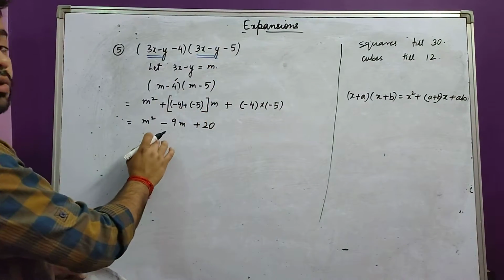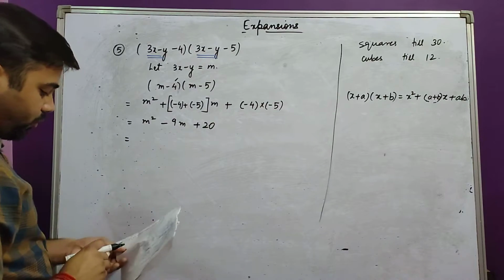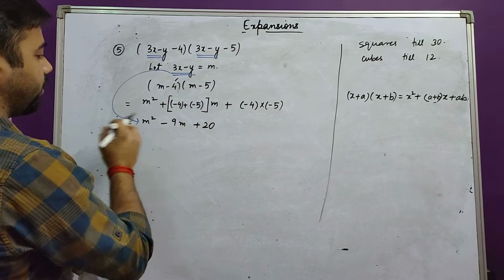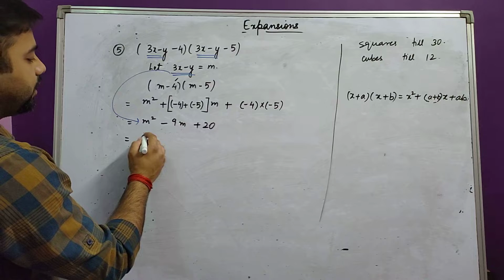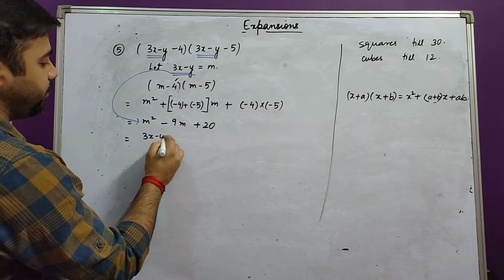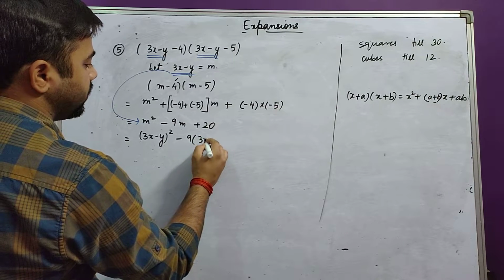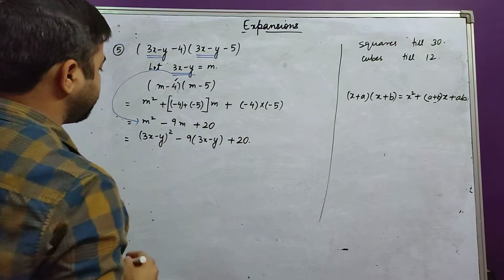Now we have to substitute the value of m over here. Just substitute the value of m. What the value of m was, 3x minus y, we are going to substitute it over here in place of m. That is 3x minus y whole square minus 9 within the bracket 3x minus y plus 20.